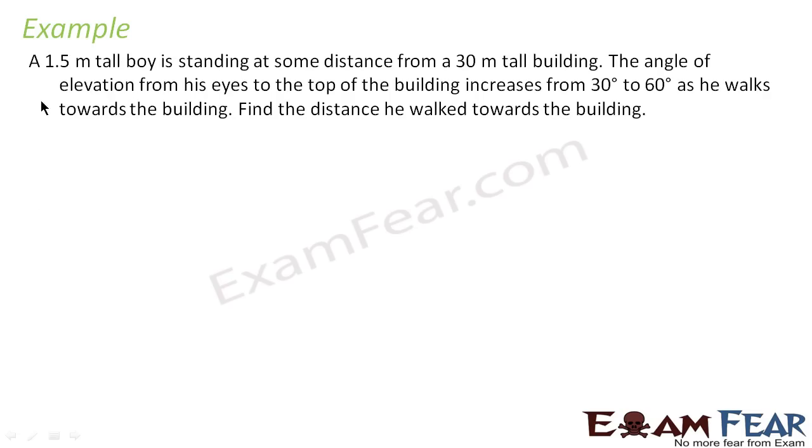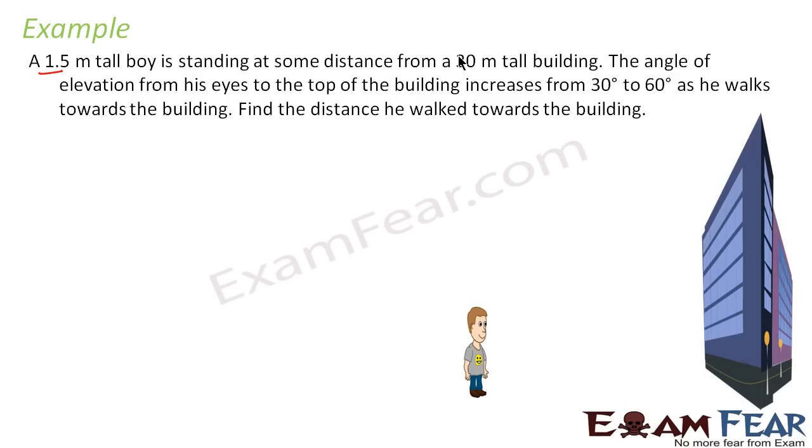Let's take one more example. A 1.5 meter tall boy is standing at some distance from a 30 meter tall building. This height of the building is 30 meter. The angle of elevation from his eyes to the top of the building increased from 30 degree to 60 degree as he walks towards the building. That means if now the angle of elevation is 30 degree, the moment he comes somewhere here, the angle of elevation becomes 60 degree. We have to find the distance he walked.